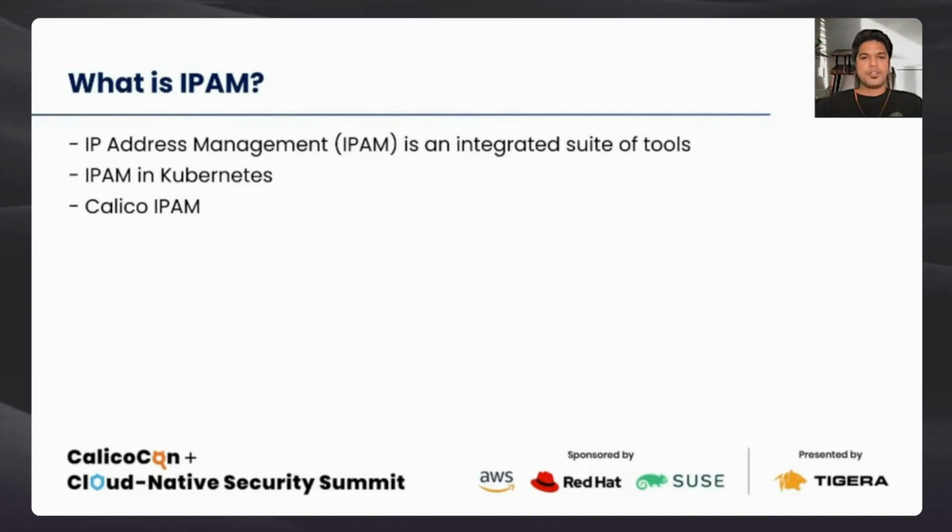You can control which pools Calico uses for each pod using node selectors and an annotation on the pod's namespace or an annotation on the pod. Calico also supports the host local IPAM plugin. We will see that in the next slide.